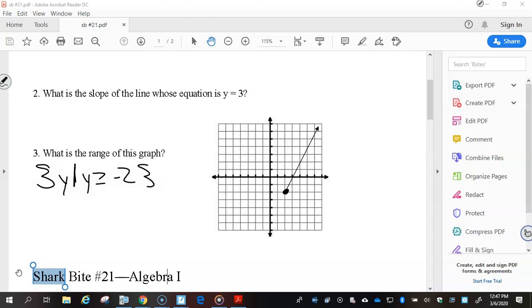If it had 2 stopping points or a starting and a stopping point, that would be the type where it's a number less than or equal to x or y less than or equal to that number. But if it only has 1, it's going to look like this every single time. Now, if the circle was open, it would just be greater than.